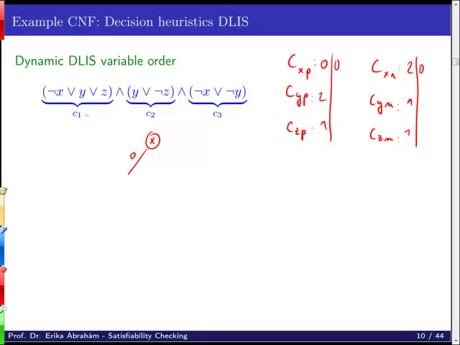Y appears positively in 2 clauses, but in C1, this literal is already true. So that means only C2 is not yet satisfied. That's why only Yp becomes 1, Yn is also 0, and Zp is 0, and Zn is 1. So now 1 is the largest value, and I take the first one, so I will take y. And because Yp is the larger value, I take now the positive part. And now I have to update the list again.